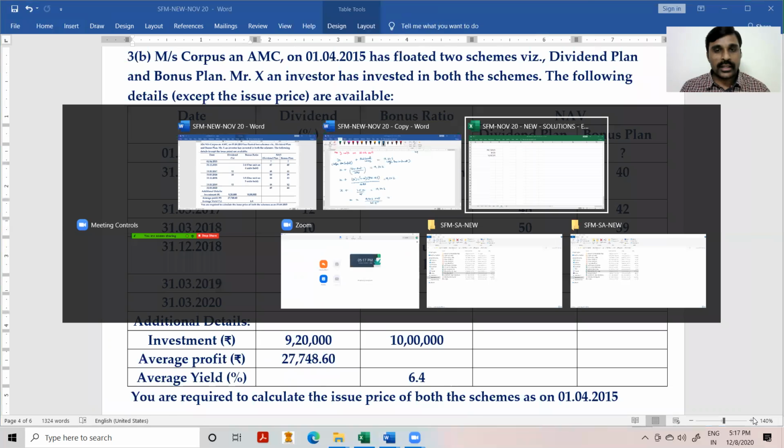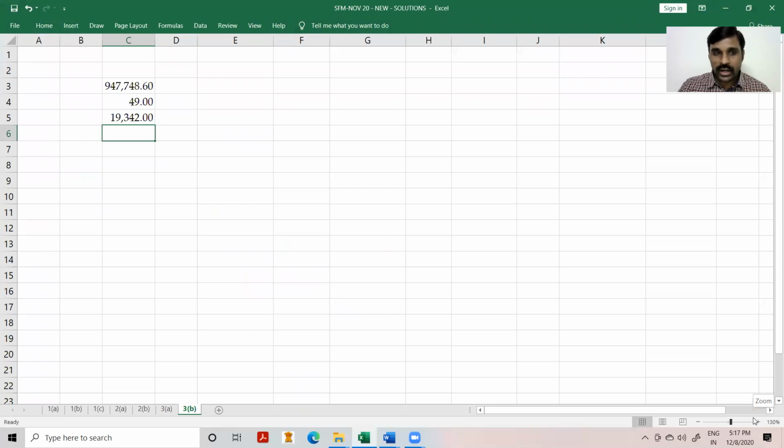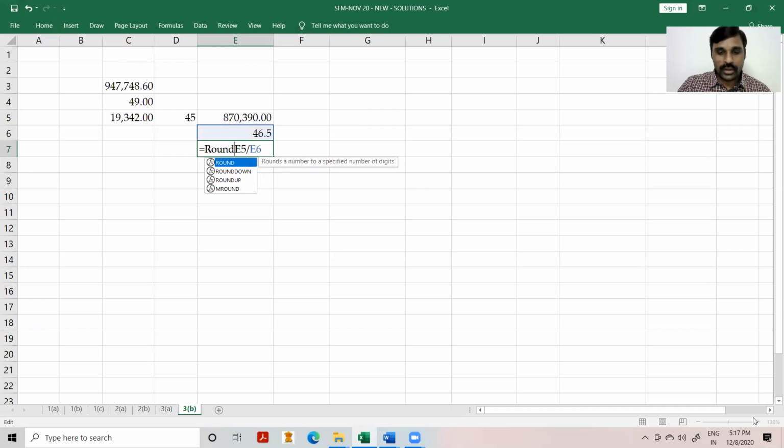Therefore, x is equal to 19,342 into 45 divided by 46.5. So it will be 18,718.